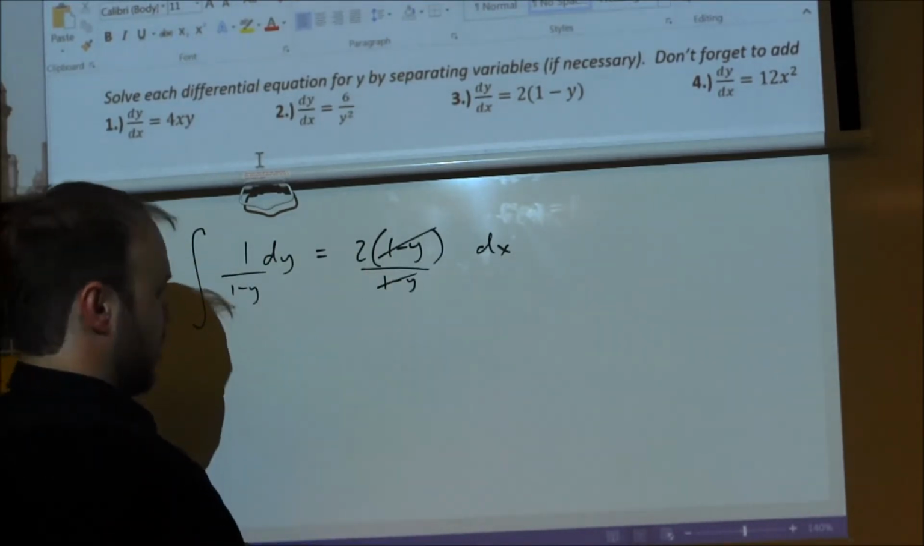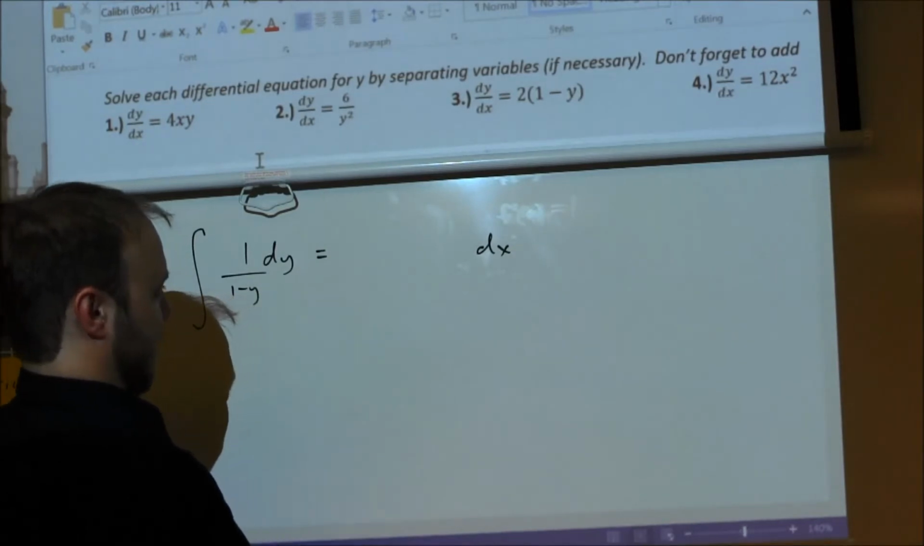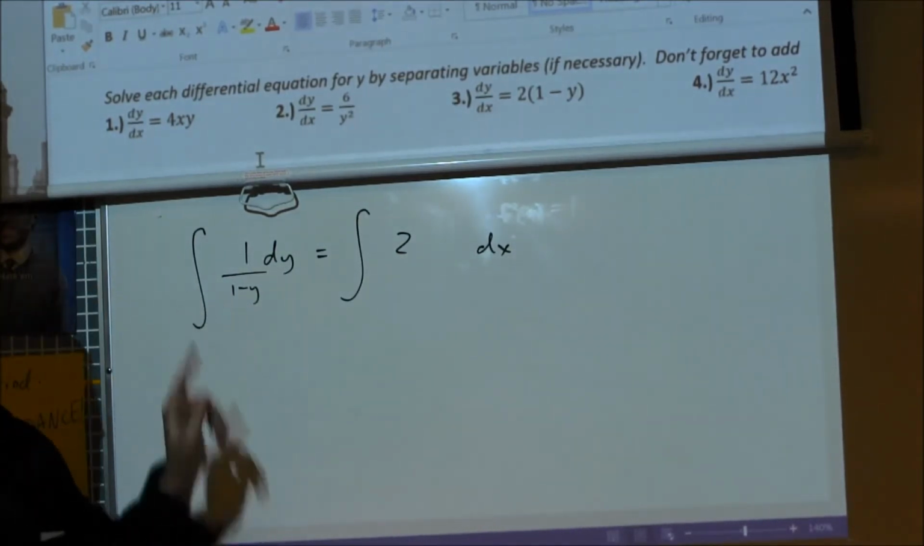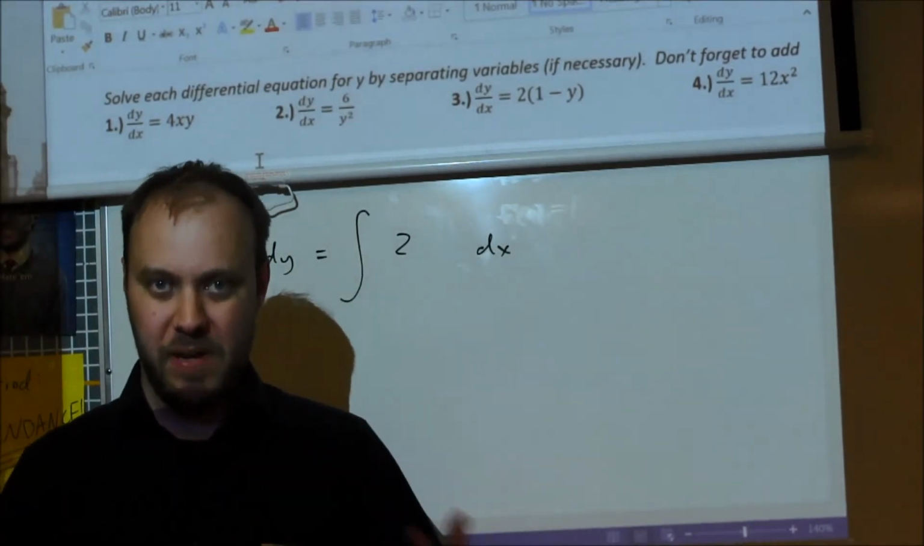I'm going to be left with a 2 dx over here, which is going to be really easy to integrate. And so now I can take the integrals of both sides. That's a reciprocal, okay? It's going to be a natural log.